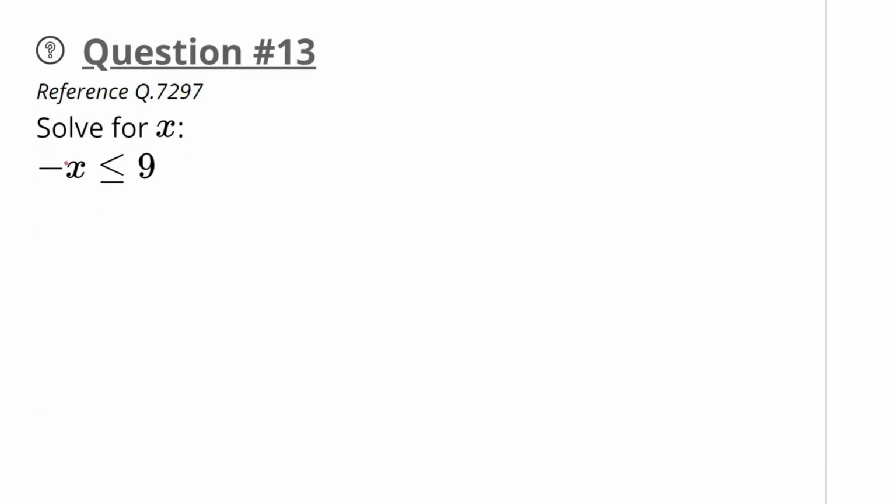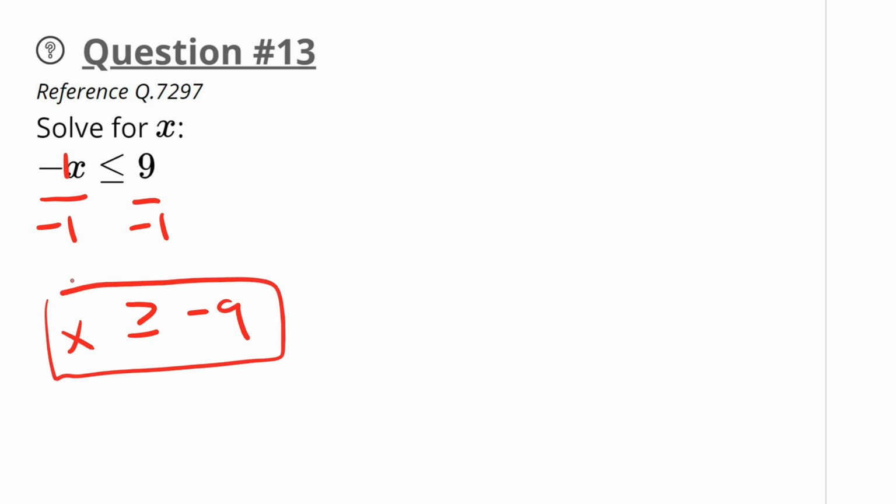Solve for x. Okay, there's a negative 1 here, so you divide by negative 1, divide by negative 1. x is greater than or equal to negative 9. That's it. You just change the inequality sign. Okay, and that's it.